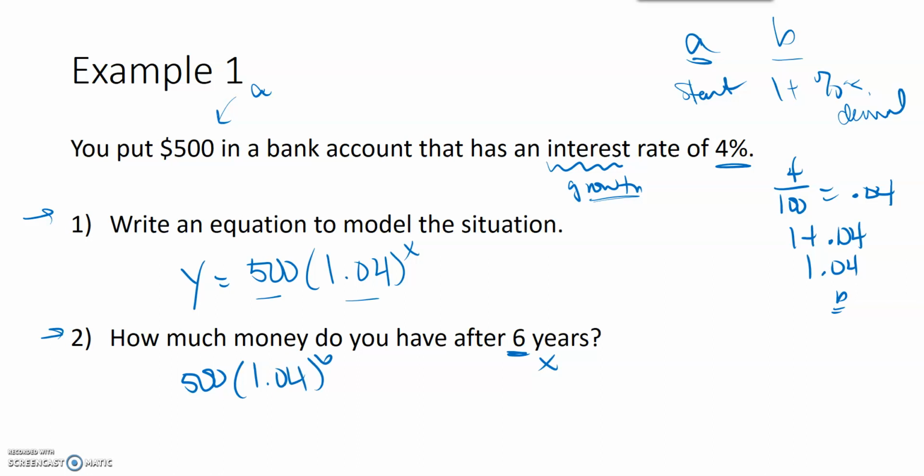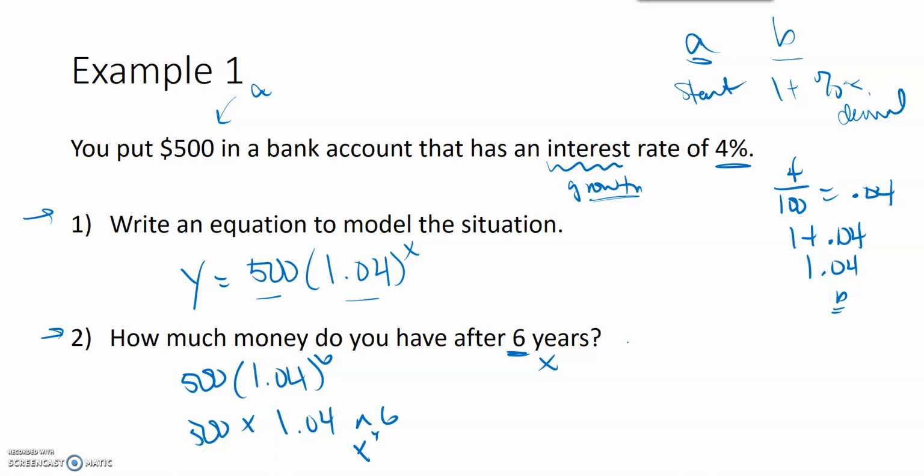And you should use a calculator for this. You can use a calculator on your phone if you need to, or any other calculator is going to be able to do it. Just find the exponent key. So I'm going to start with 500 and put it in the calculator. 500 times 1.04. Either use that caret key or find the x to the y key. That's how you're going to get your exponent. 1.04 to the 6th power.